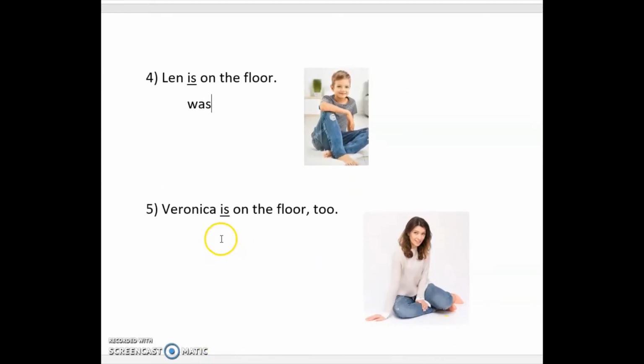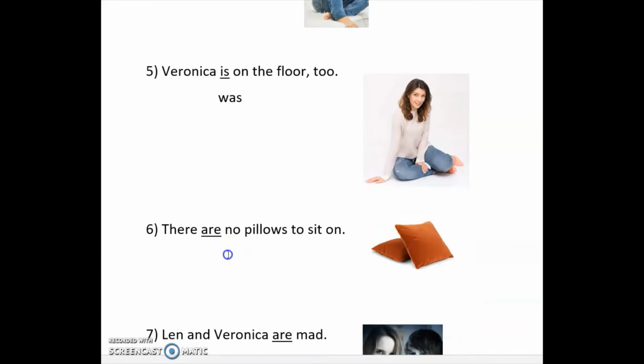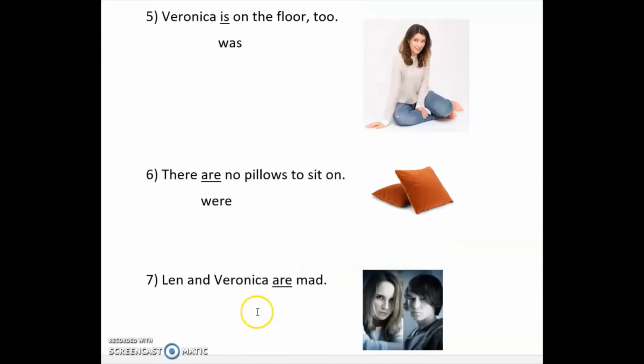Veronica is on the floor too. Instead of is, we say was. There are no pillows to sit on. This is are because of the pillows. There's not one, there's two, right? So that's are. There were no pillows to sit on.